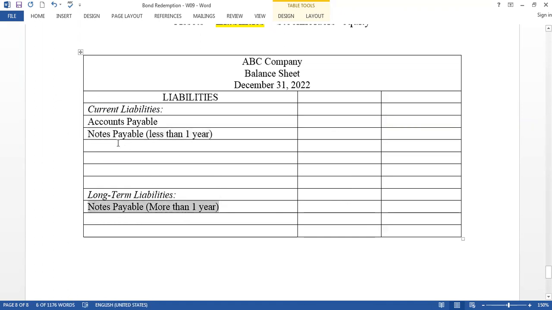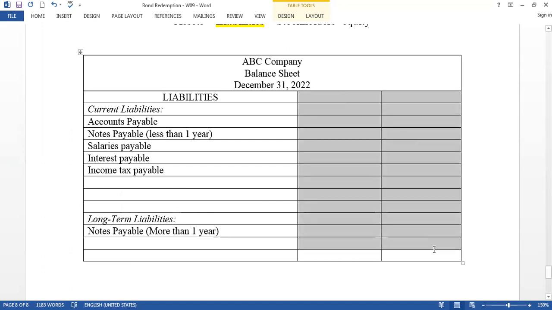Okay. Then maybe we have salaries payable. Maybe we have income tax payable or interest expense payable. So interest payable, or it may be income tax payable.